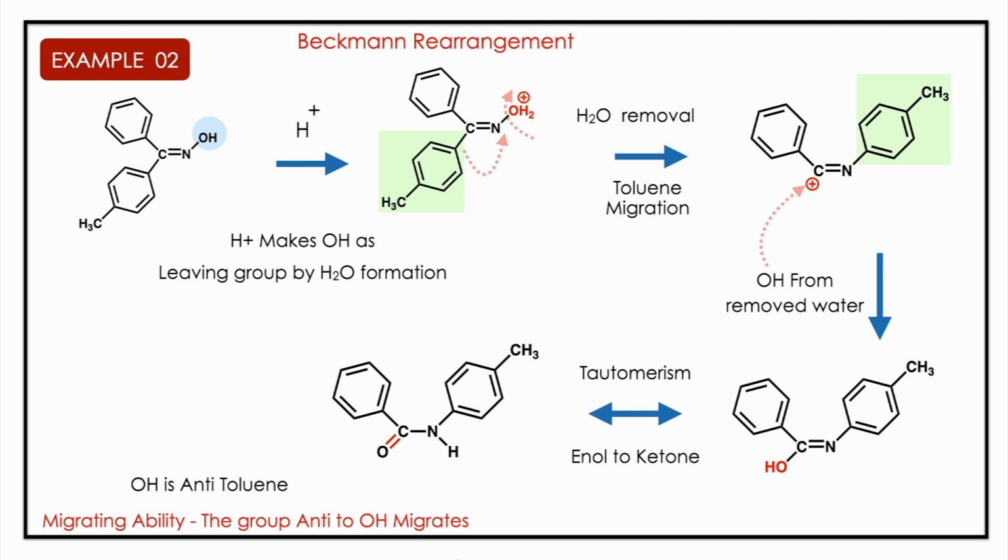It migrates, assisting the water leaving. You have a cation at the benzene carbon. Then the cation has to be quenched. So OH minus from the water attacks. You have an alcohol, which is an enol. If you do tautomerism, it forms ketone. The concept outlined here is the migrating ability in Beckmann rearrangement: the group trans to the OH migrates.